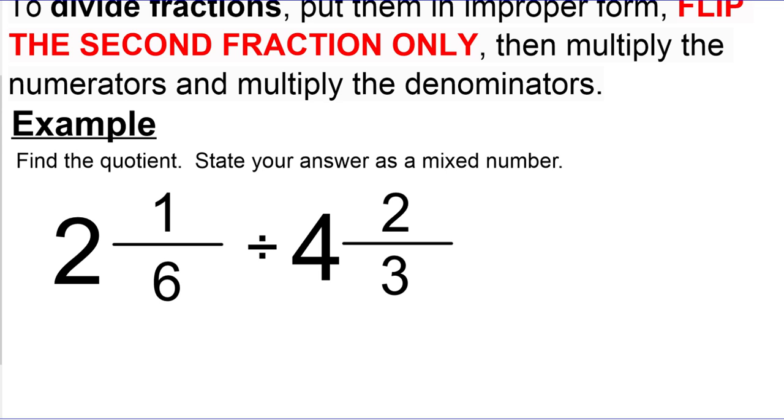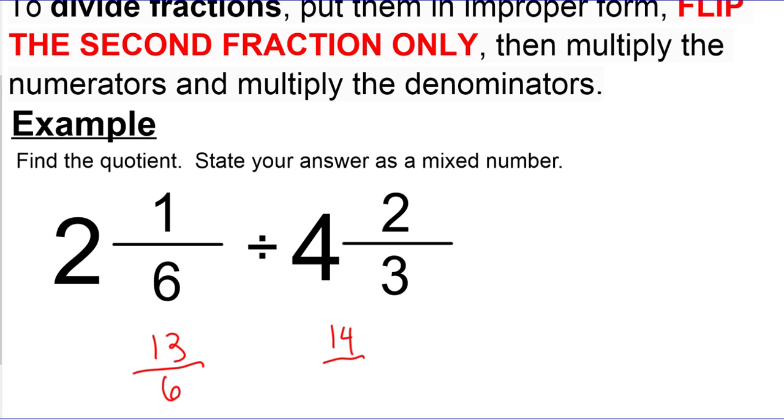So remember, to turn something into improper form, we're going to do a multiplication. So I'm going to say 6 times 2 is 12. Okay, so that's 12 parts of 6. So 12 plus this extra part, that's 13/6. Okay, and I'm going to do the same thing with this one. I'm going to say 3 times 4 is also 12. Okay, and then 12 plus 2 more gives me 14.